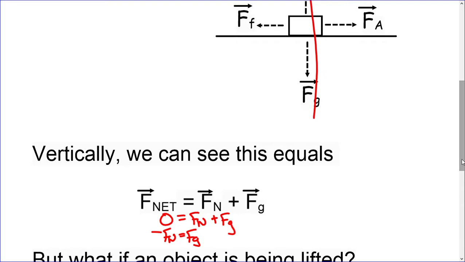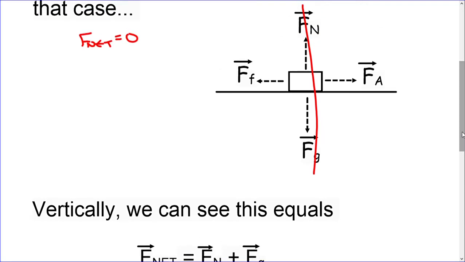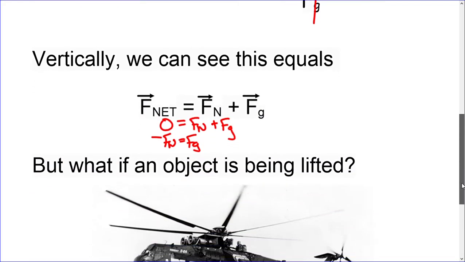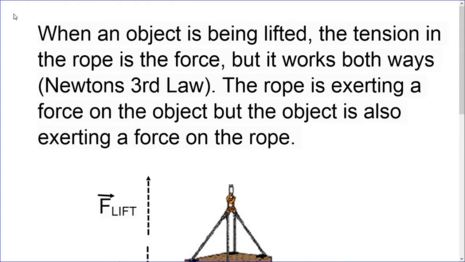So, in our other scenario, what happens if this problem is actually not a contact surface problem? What happens if the object's being lifted? Apparently, there are helicopters out there that can pick up entire houses, but in this case we have this lift happening. So notice underneath there's no contact between the object and the surface, right? So we have no normal force anymore. So what does this look like?